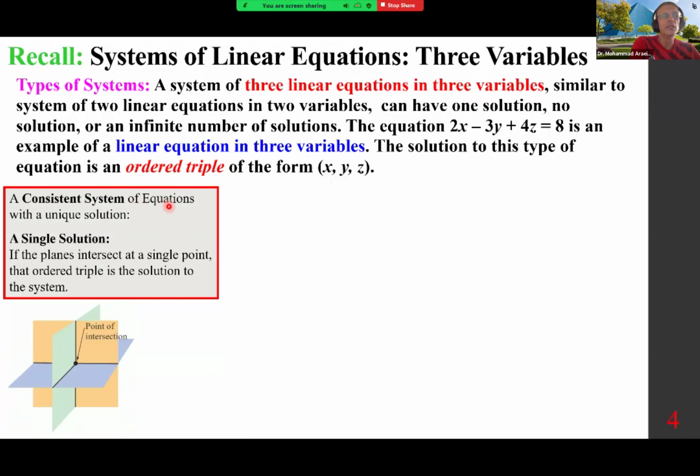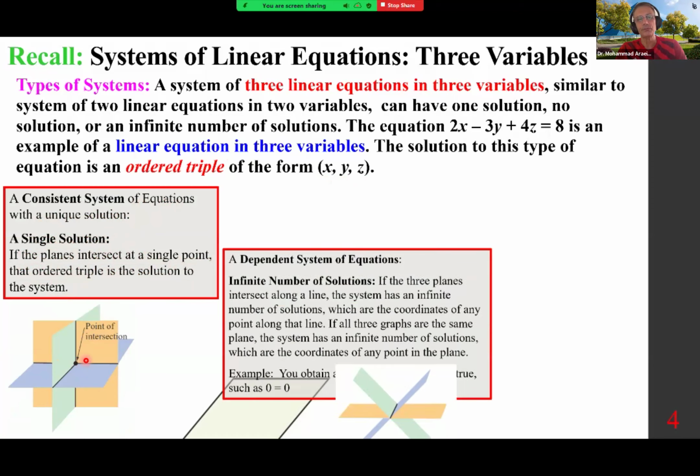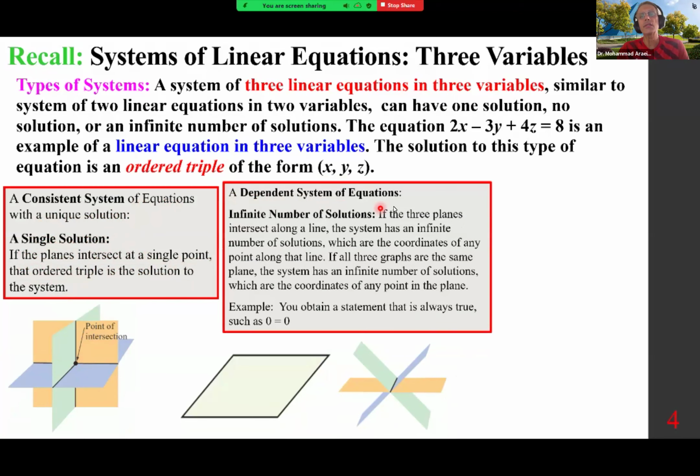Now, a consistent system of equations with a unique solution, a single solution. If the planes intersect at a single point, that ordered triple is the solution to the system. There's 1 point of intersection. A dependent system of equations, infinite number of solutions. If the 3 planes intersect along a line, the system has an infinite number of solutions, which are the coordinates of any point along that line.